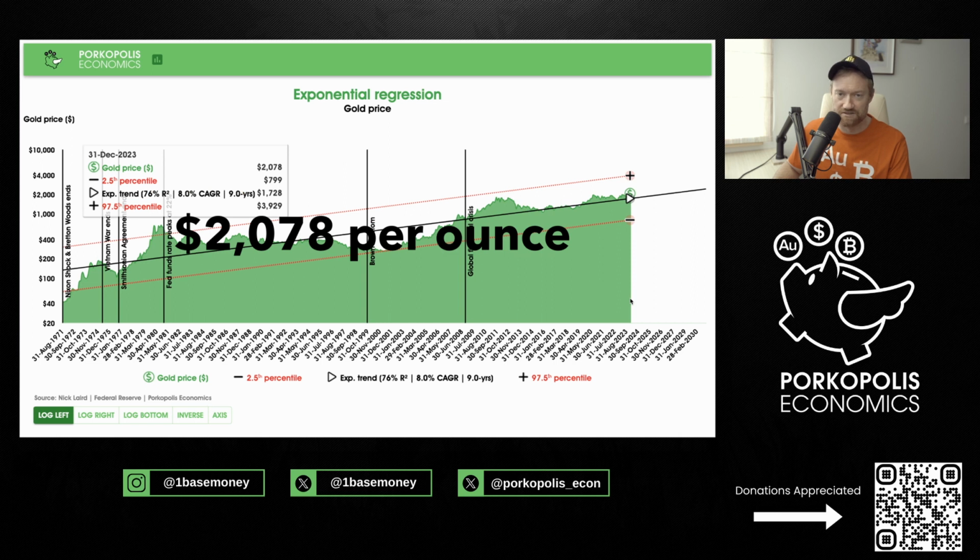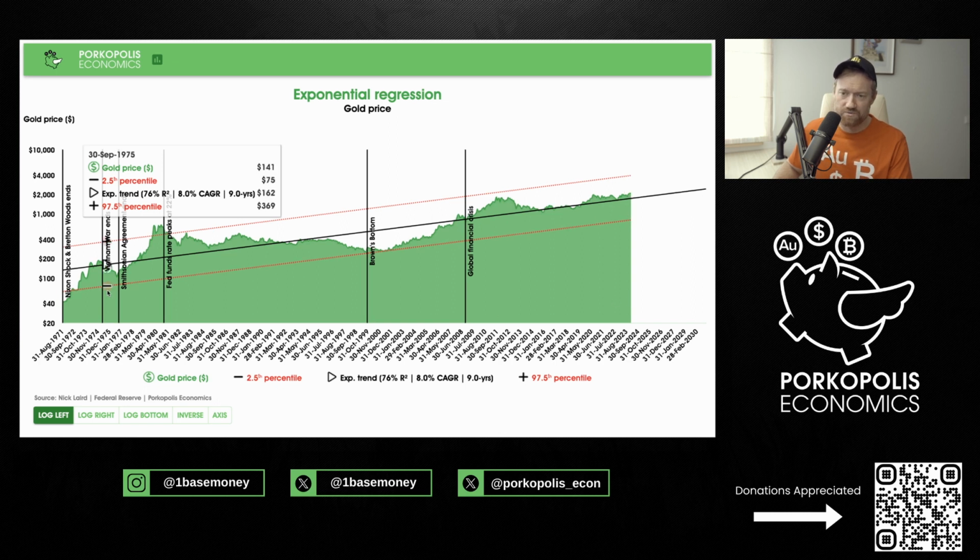$2,078 per ounce. Okay, so the lesson here is to say, obviously, these trend lines are not going to give you a perfect fit in the financial market, like perhaps they give you better fits in the natural world or in other areas such as biology, physics, statistics.